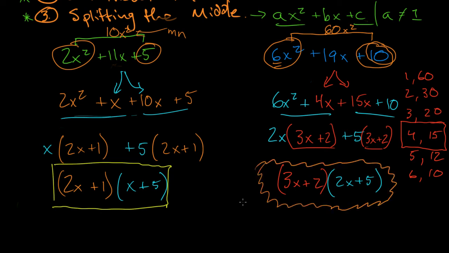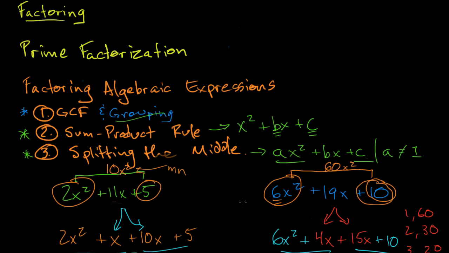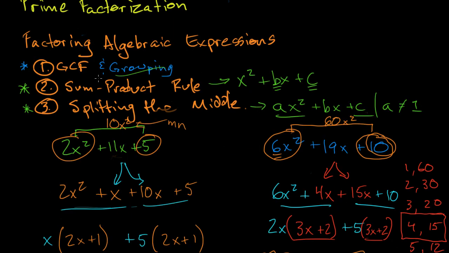Okay, so I wanted to review really quickly what we know about factoring now. We know how to factor the greatest common factor and by grouping. We can always try to factor expressions with the greatest common factor. And we can sometimes factor by grouping. Usually that's when there are 4 terms. The sum product rule applies when there are 3 terms, with the leading coefficient of x squared equal to 1, and splitting the middle applies when we have something other than 1 at the beginning.